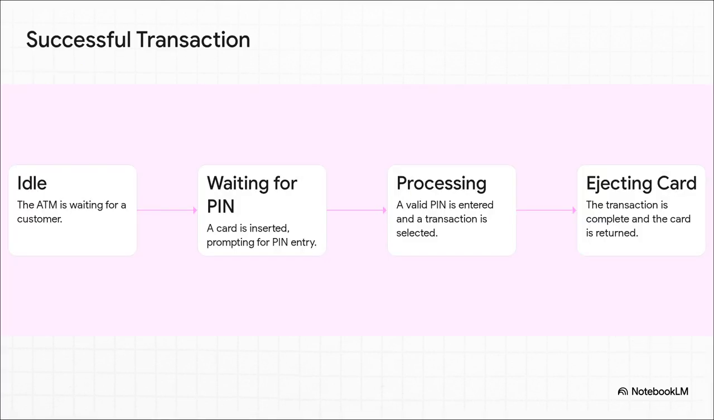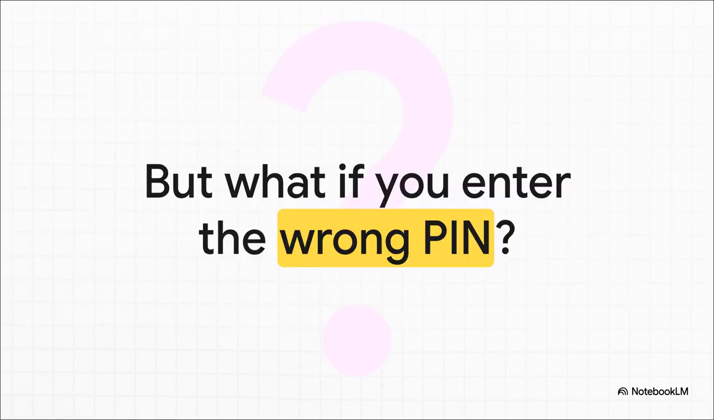Let's trace what we call the happy path, a totally normal, successful transaction. So the machine starts in the idle state. You walk up and insert your card, that's the event, which moves it to the waiting for PIN state. Then you enter a valid PIN and pick what you want to do. Boom, it transitions to processing. Once that's all done, it moves to ejecting card. Simple, right? Okay, yeah, that makes total sense for a perfect scenario.